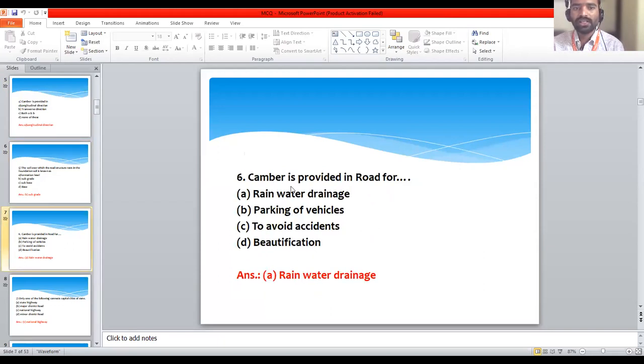Sixth one, what is this? Camber is provided in the road. For what purpose is camber provided? Rainwater drainage, parking the vehicles, avoiding accidents, beautification. So the purpose is rainwater drainage.